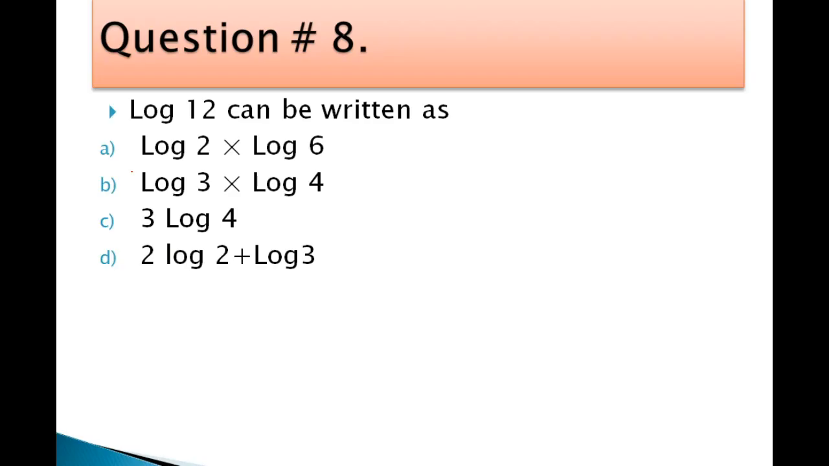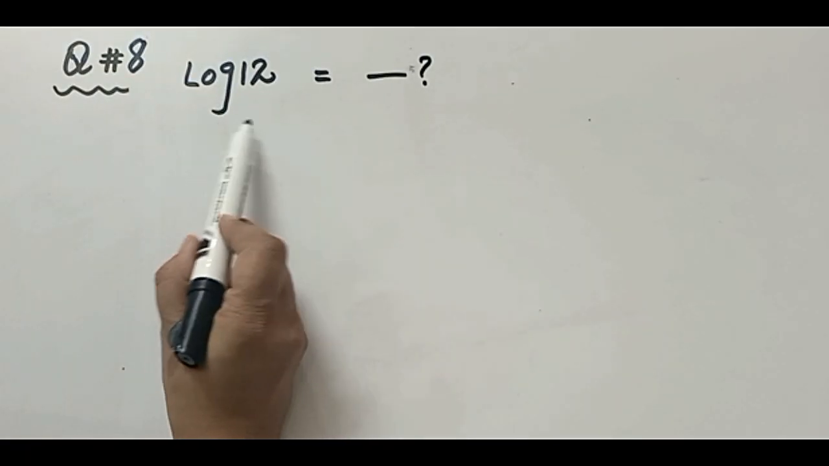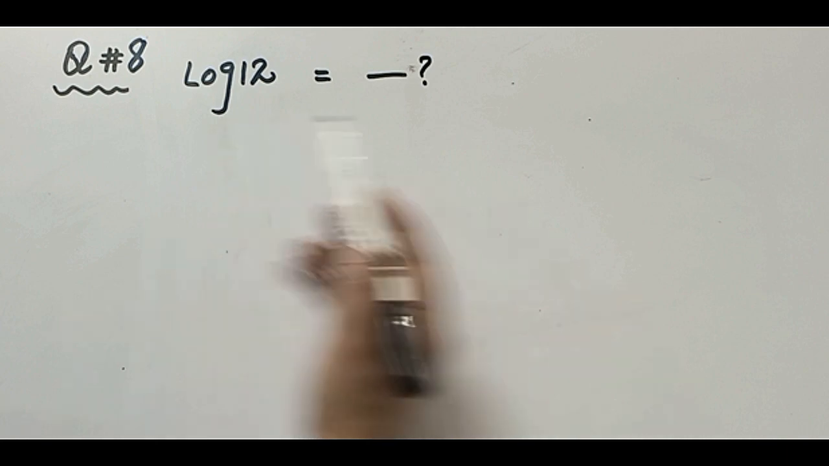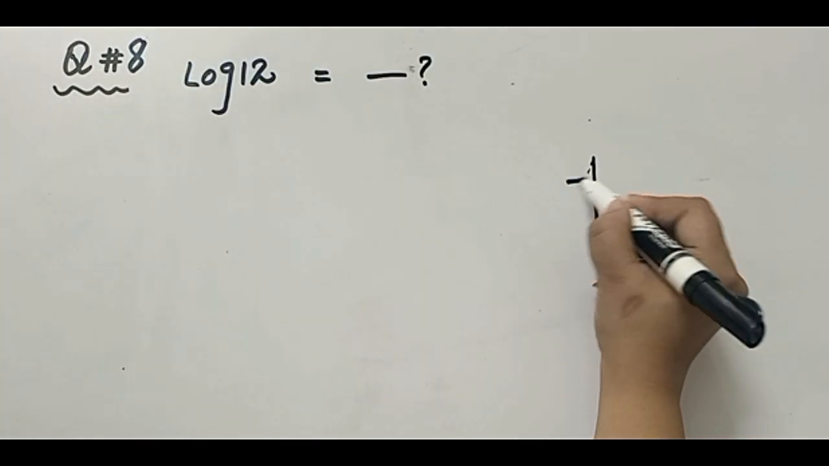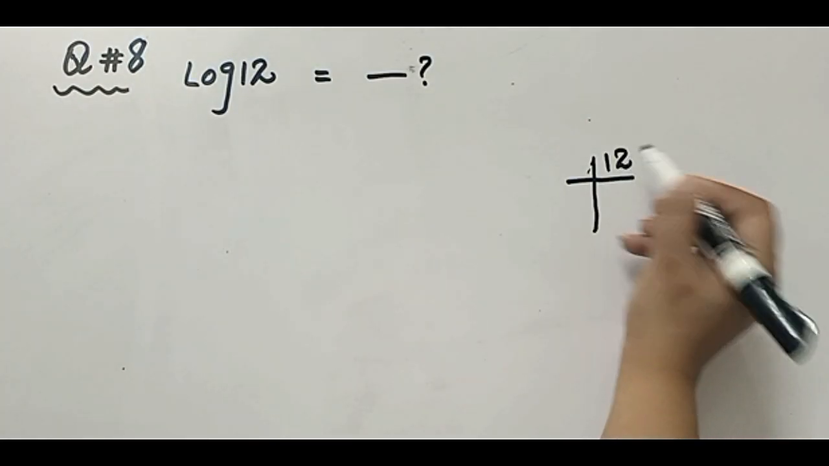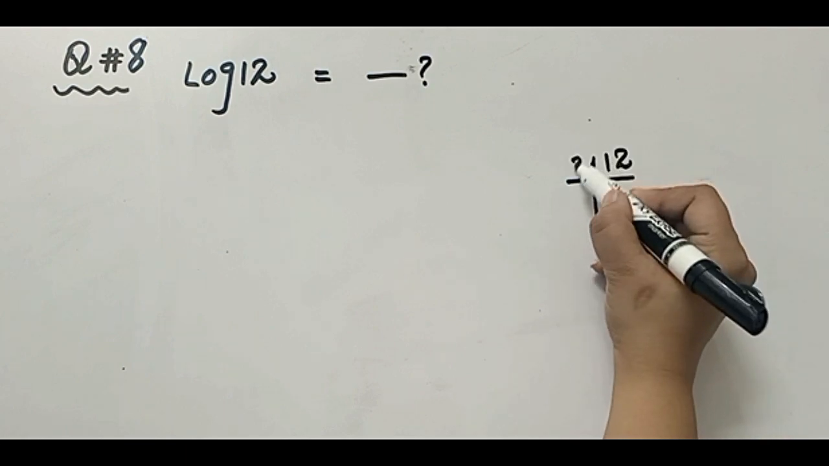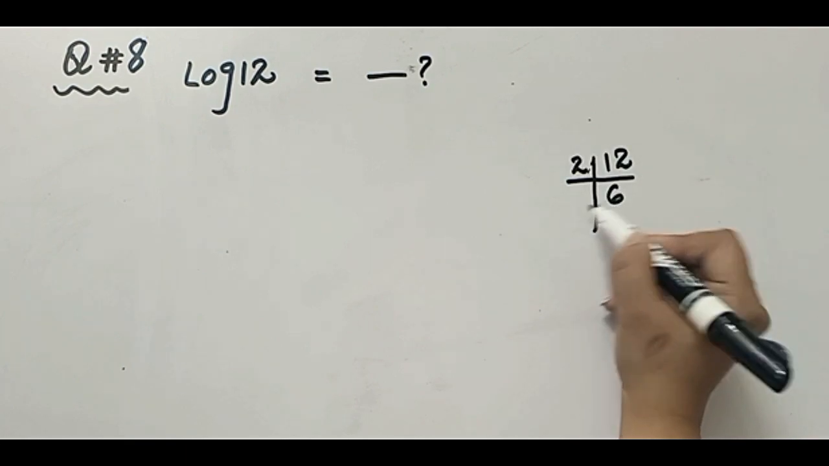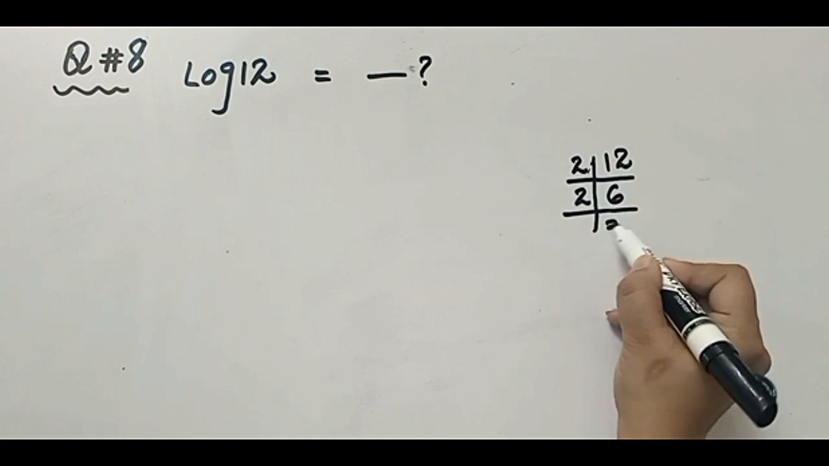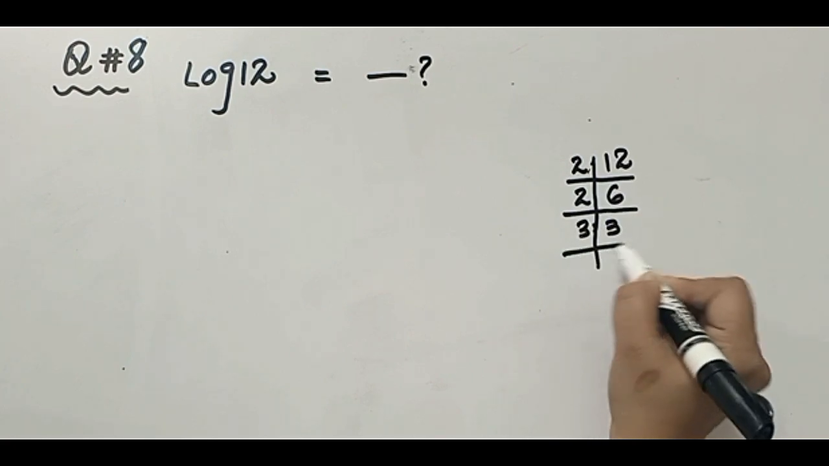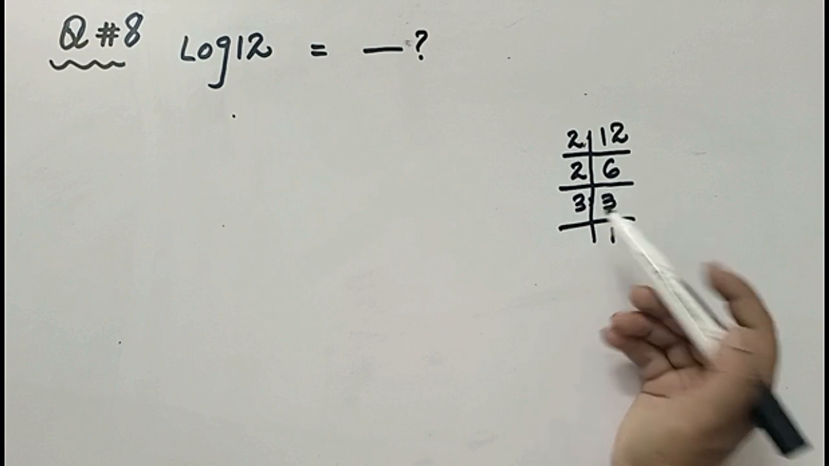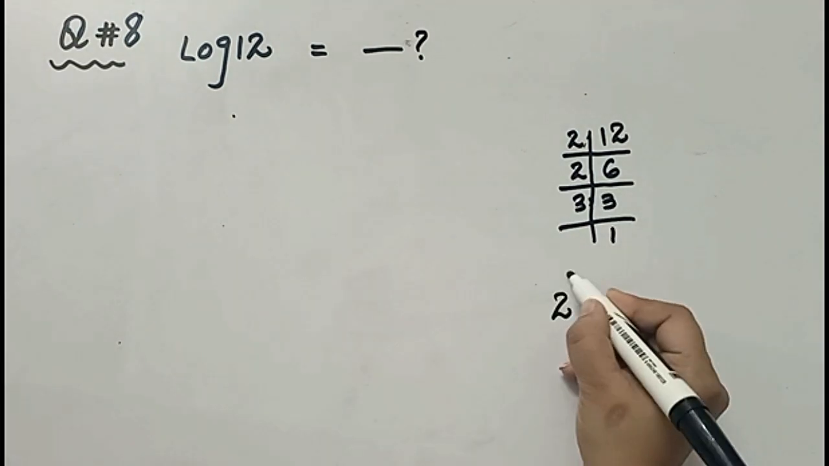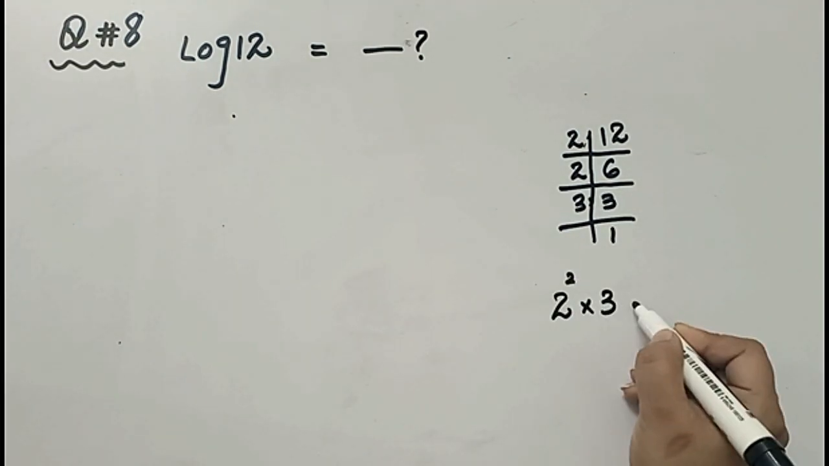In question number 8, log 12 can be written as. So let's solve this one as well on the board to find out the correct option. In this type of question, we first have to prime factorize any number. Like if it is 12, so 2 sixes are 12, 2 threes are 6, and 3 ones are 3. Here 12 was given, so its prime factorization is 2 square multiplied by 3.